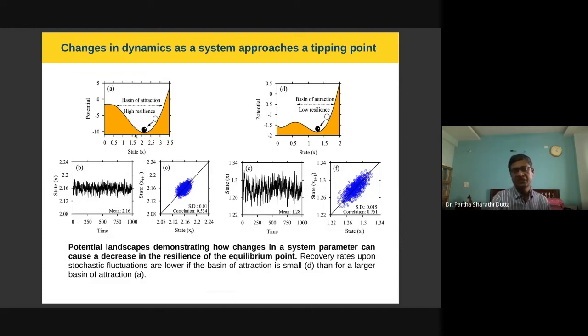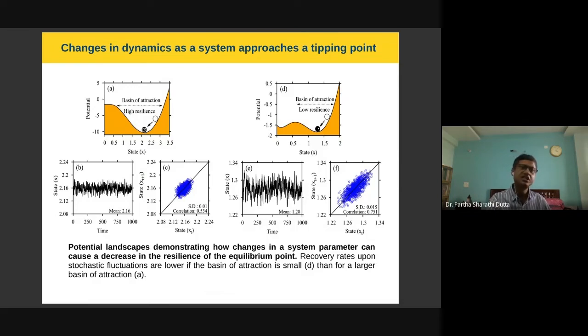the way it is in this top left figure. This is the picture of the basin potential, and you see the basin of attraction is quite high and quite deep. So the resilience of the system is very high. So what is resilience? Resilience is a system's ability to come back to its original position when you give it a tiny amount of perturbation.